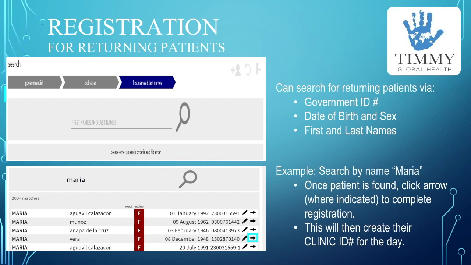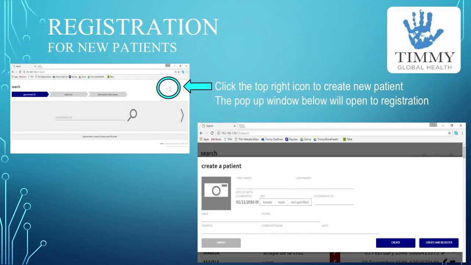First of all, for returning patients, you can search them in 3 different ways. You can search their government ID number, you can search them by date of birth and sex, or you can search them by first and last name. In this example, in the bottom photo, I typed in Maria, and you can see there are over 200 matches with the name of Maria. Once you find the patient, it may not always be the first patient listed, so make sure to go through the list and double check their birthday. If you find the patient, you're going to click where the little arrow is highlighted in this bottom photo, and that will lead to creating their clinic ID for the day.